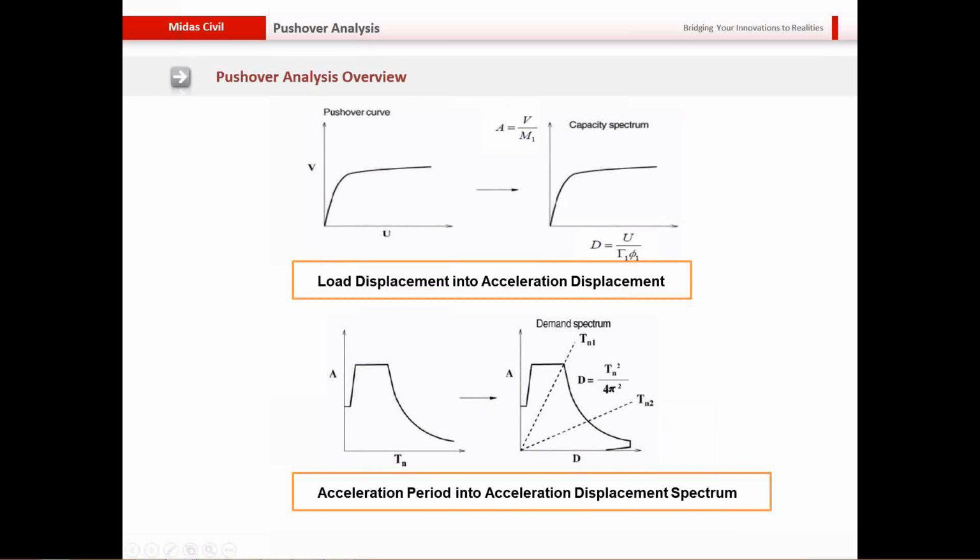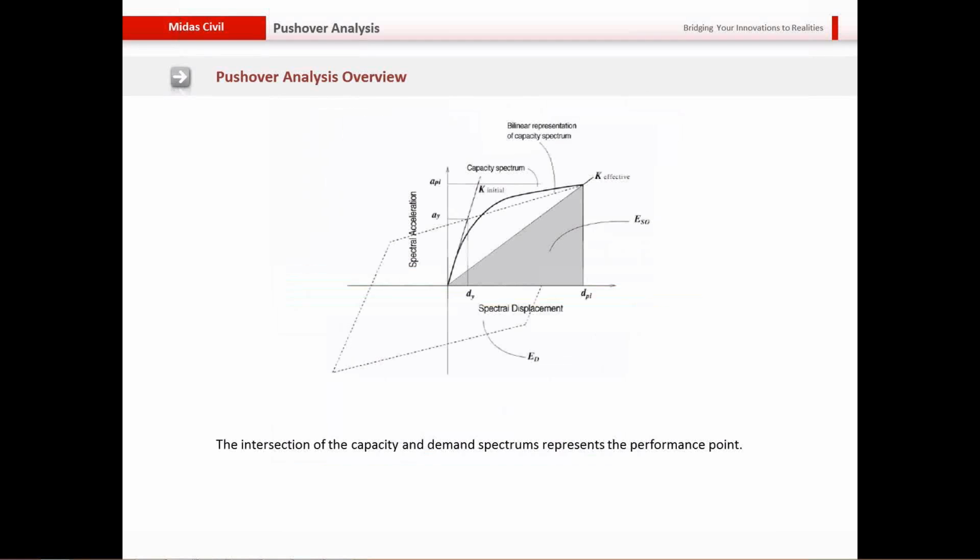So they are both transformed into acceleration displacement spectrum. And once that acceleration displacement spectrum has been created, they can be further transformed into any other spectrum that is needed, like a force displacement, base shear displacement, or so on. Finally, once these spectrums have been created, they are overlapped on each other and are compared to get the final performance point.